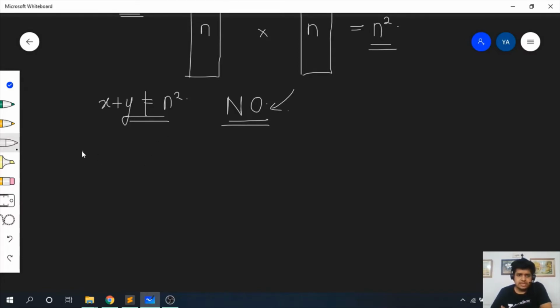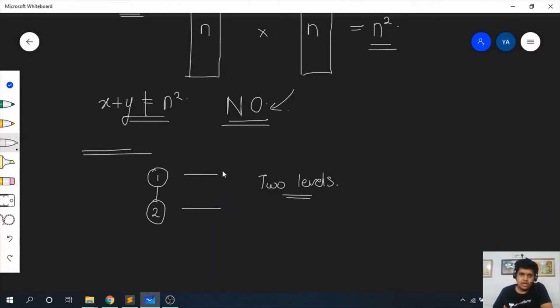So first let's consider that if there are at least two nodes in a tree, okay, so 1 and 2, then the tree is 100% going to have at least two levels, right? Because if a tree has one node, then it will simply have just one level. So the tree needs to have at least two nodes to have two levels.